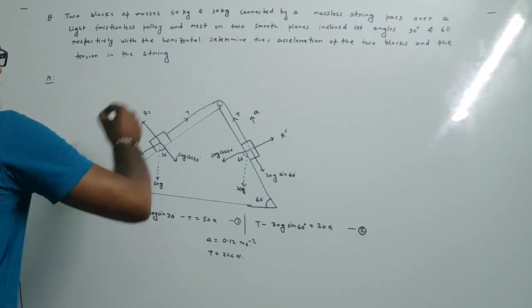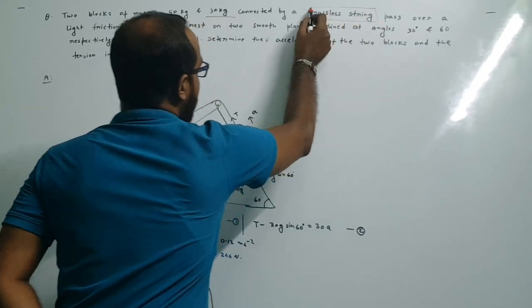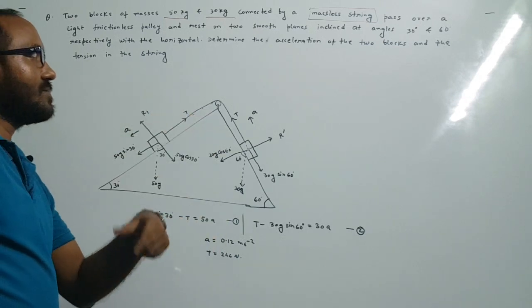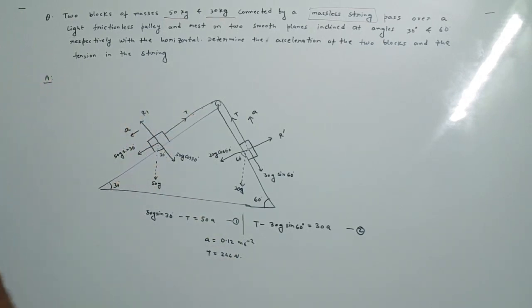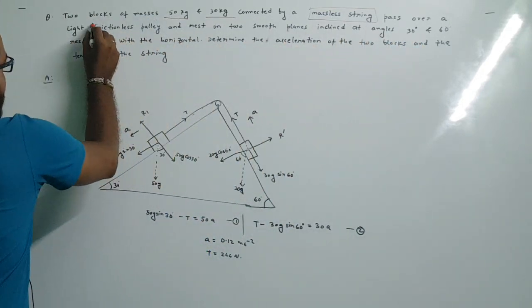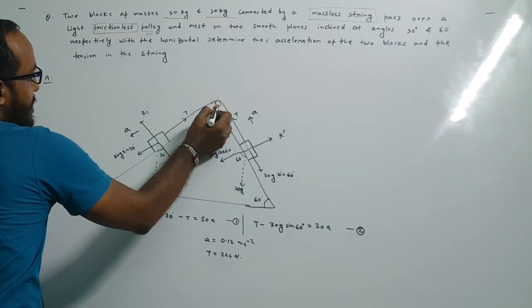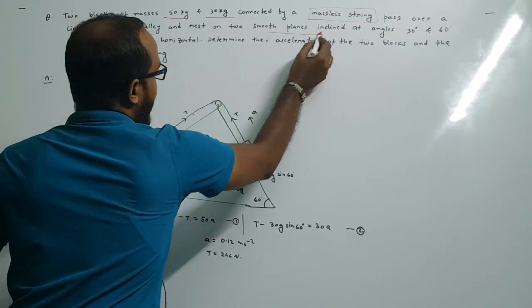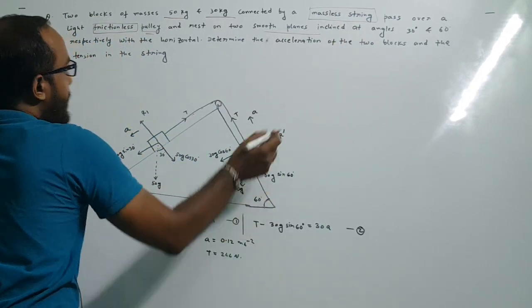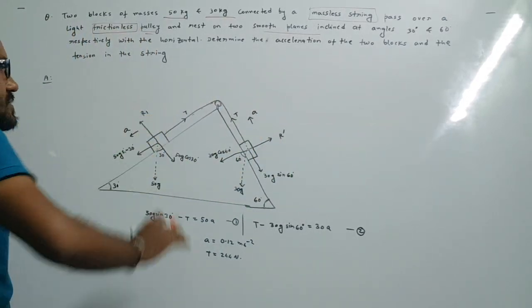Two blocks of masses 50 kg and 30 kg are connected by a massless string. In most board level and JEE level questions, the string is a massless string; otherwise it would be for advanced level. The string passes over a light frictionless pulley, so in this question there is no friction, and the blocks rest on two smooth planes inclined at 30 degrees and 60 degrees respectively with the horizontal. Determine the acceleration of the two blocks and the tension in the string.